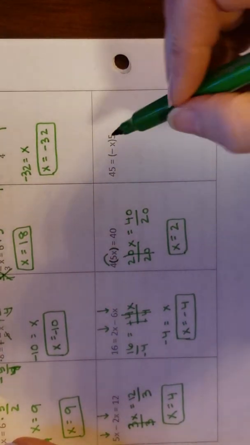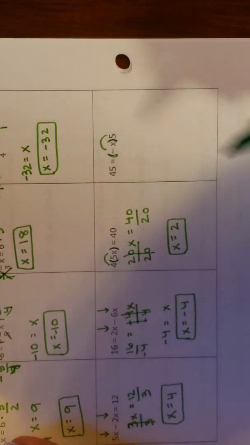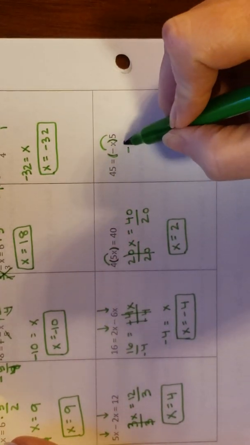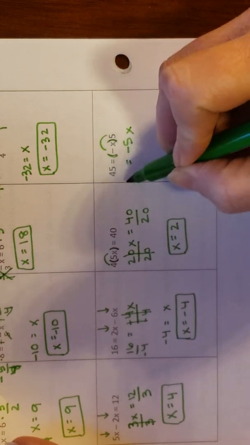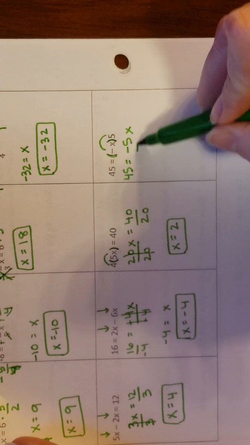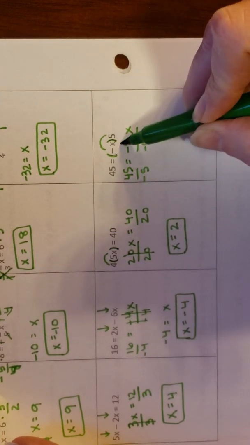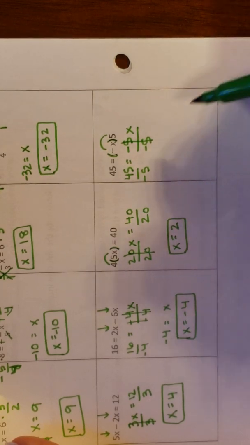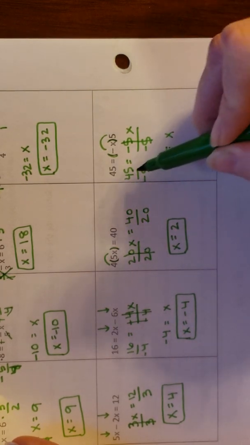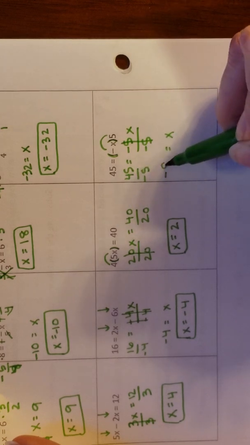And finally, the last one. Here again, parentheses say distributive property. 5 groups of negative x will be negative 5x equals, there's our 45. X is being multiplied by a negative 5. The reverse of multiplication is division. What I do on one side, I do to the other. Negative 5 over negative 5 is a positive 1 equals, a positive over a negative is a negative, 45 over 5 is 9.